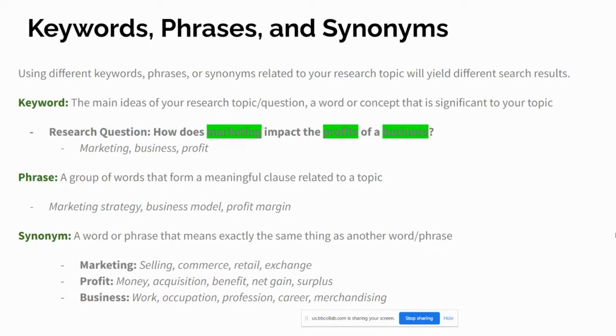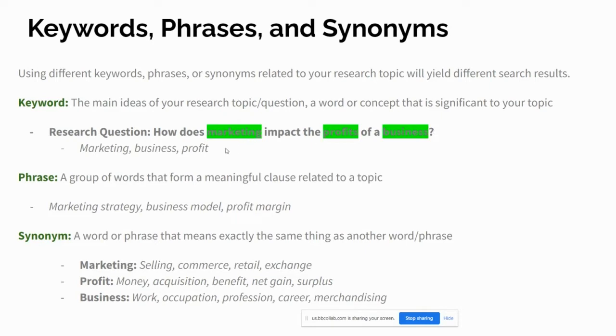And so using different keywords, phrases, and synonyms related to your topic are going to yield different search results. A keyword, if you've never heard of the term, is the main idea of your research topic or your research question, and it's a word or concept that is significant to your topic. I have an example research question here. How does marketing impact the profits of a business? I highlighted the main ideas of that research question, and those would be considered keywords. So you'll see I highlighted marketing, profits, and business, because those are the main things that the research question is talking about. It's talking about how marketing affects profits and business.